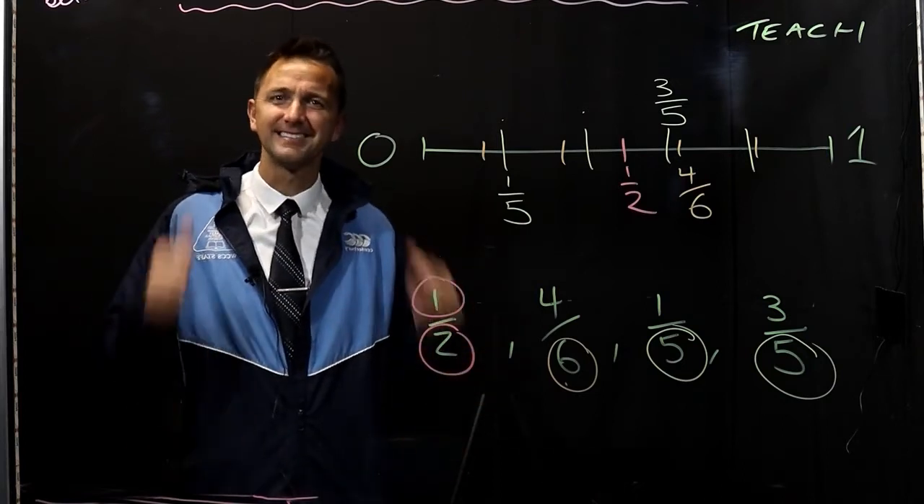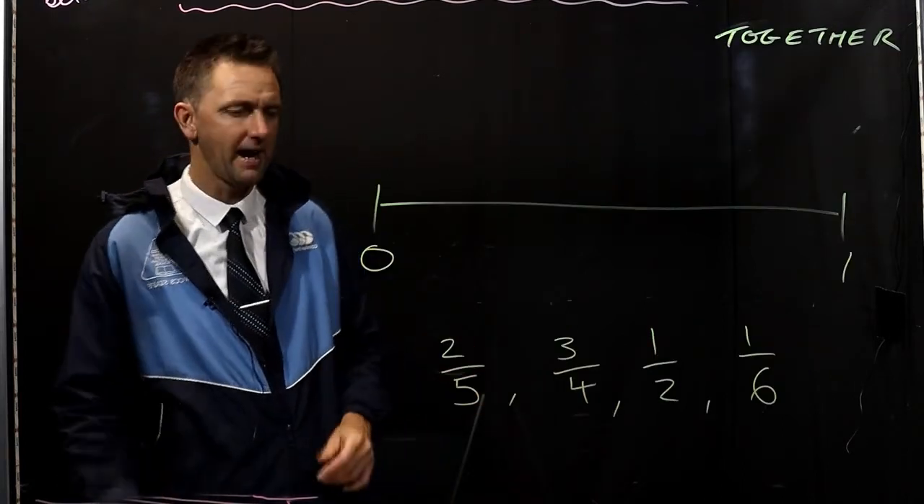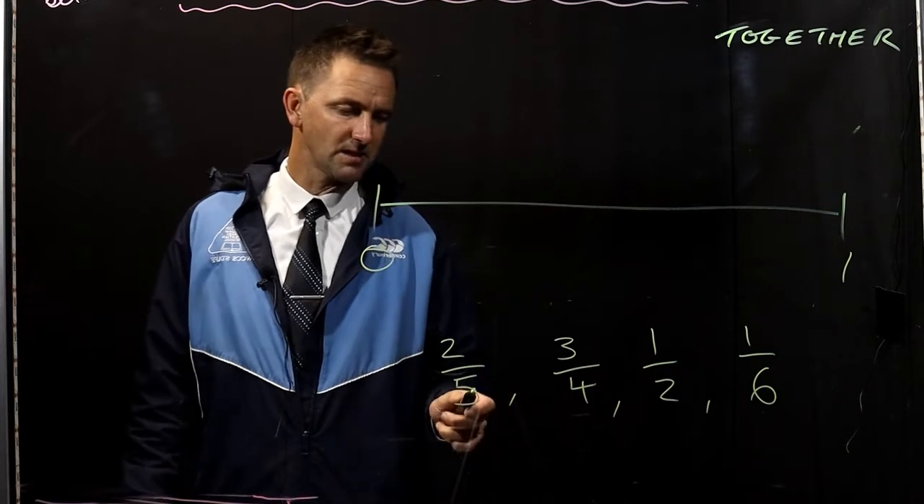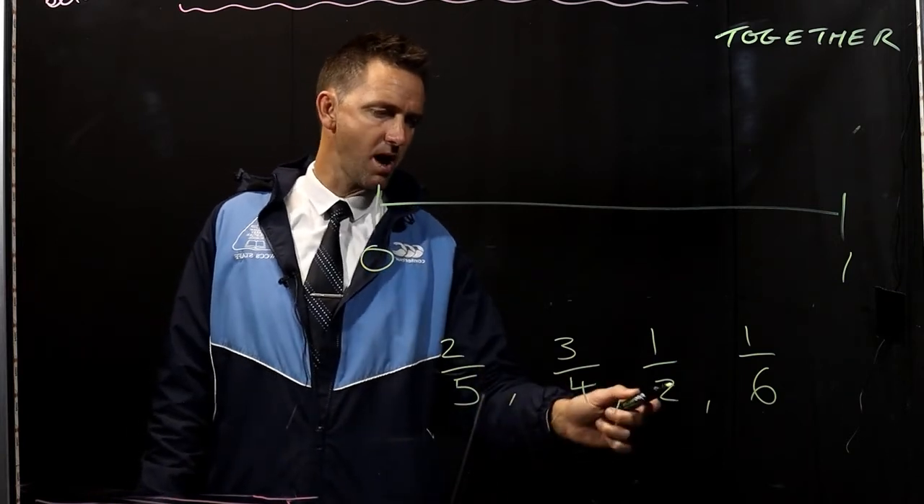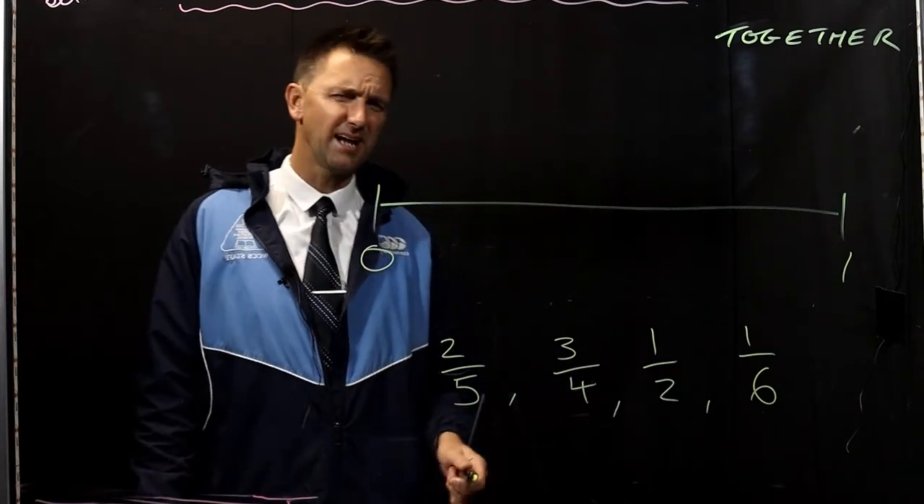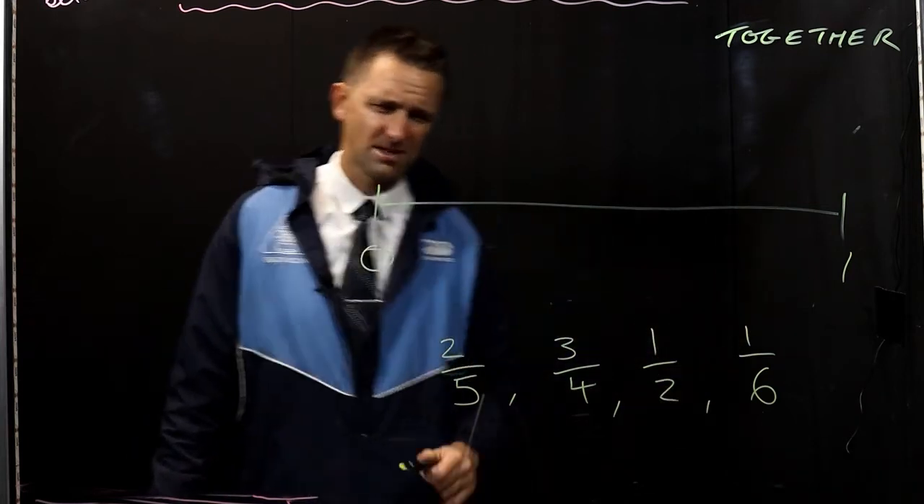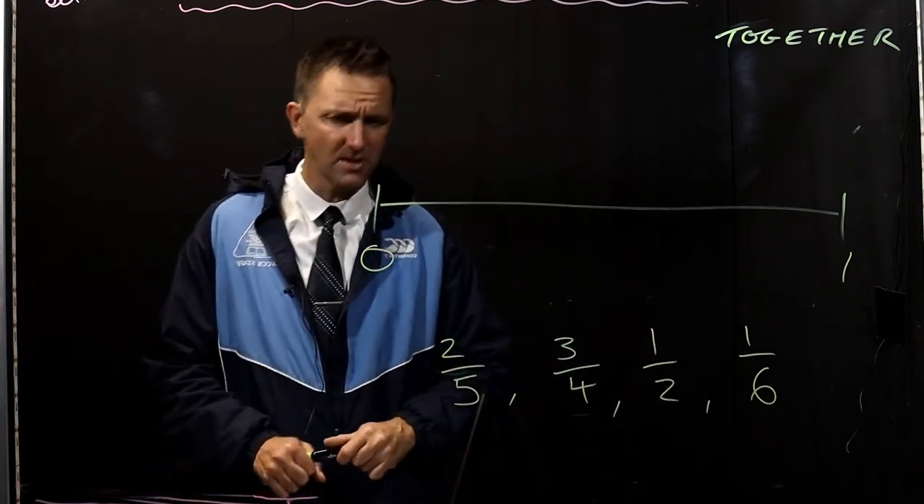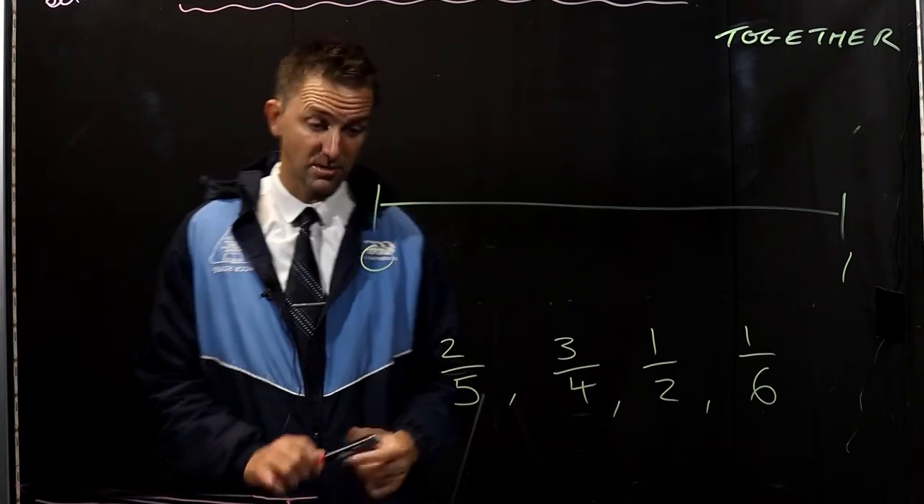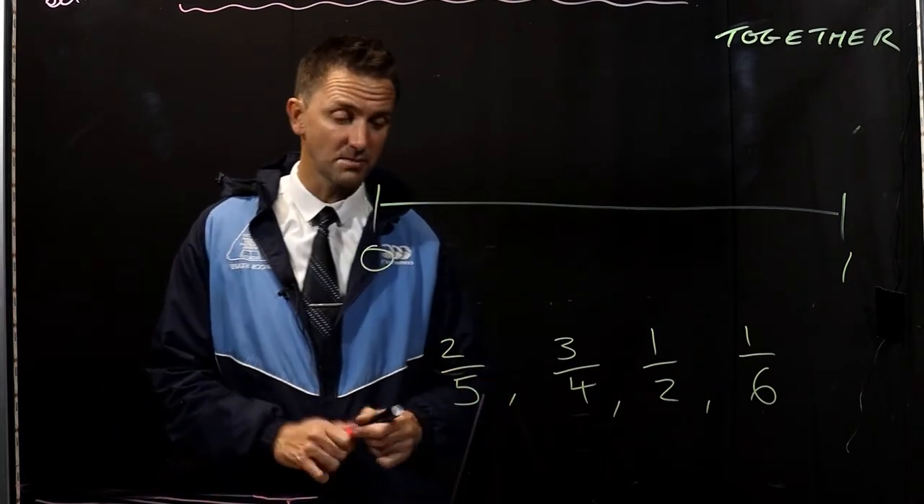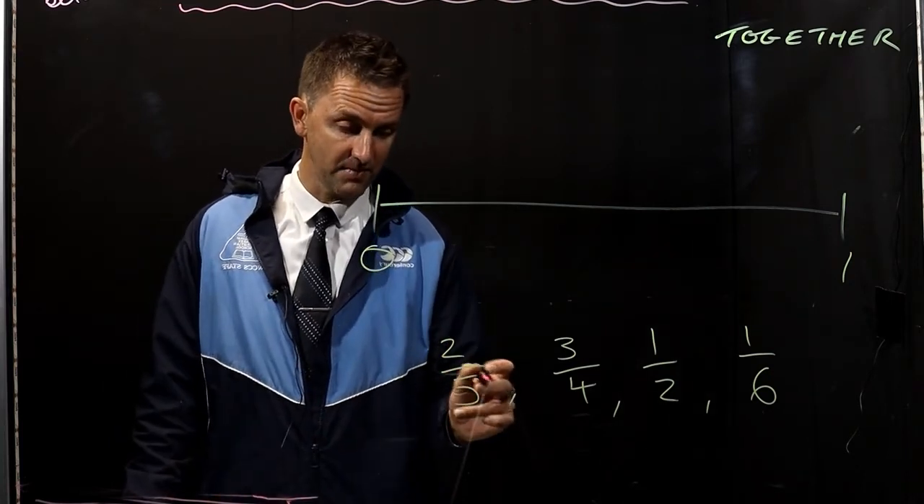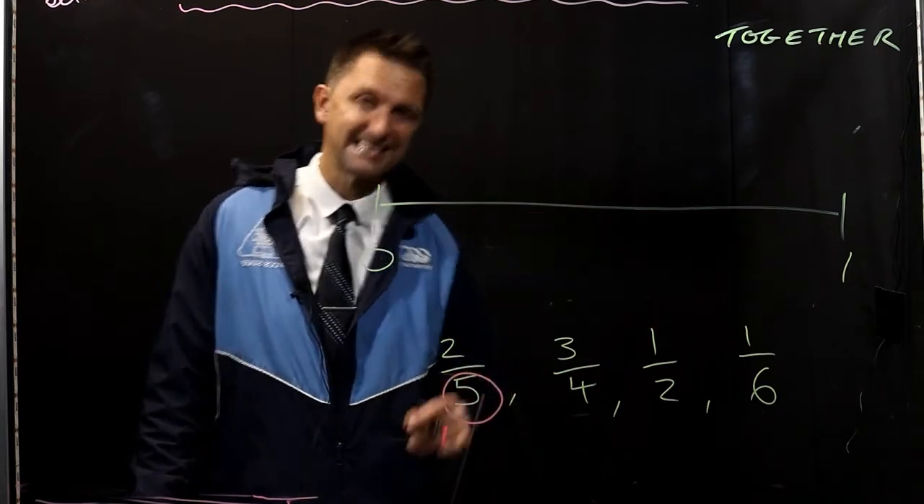Let's do one together. Okay, and we have got 2/5, we've got 3/4, we've got 1/2, we've got 1/6. Let's place them where they might be on this number line. Let's do it one bit at a time. Now I showed you exactly how to do this. Let's start off with 2/5. Remember that the 5 here means we're going to divide it into 5 sections.